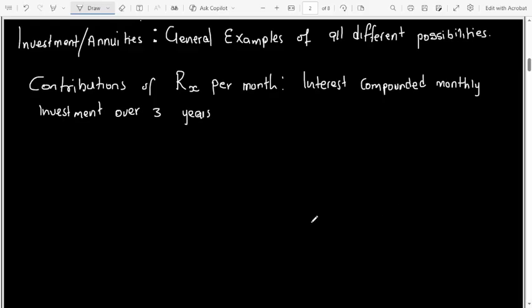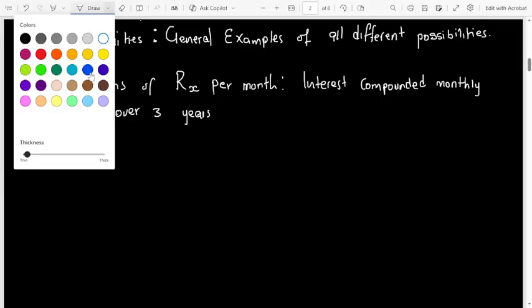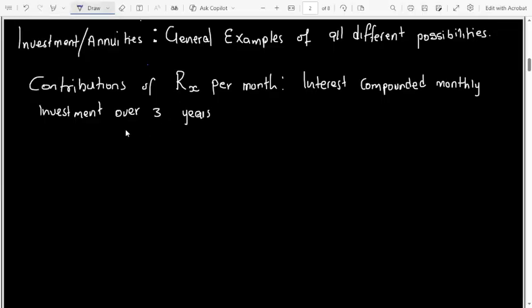Now, first things first, let's say the question wants you to find, let's say this is A. From this statement where we are putting a certain amount of money in the bank, let's say they want you to find the value of the investment.